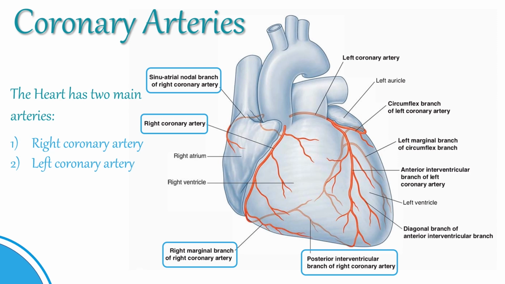The second main coronary artery is the left coronary artery. It arises from the left aortic sinus and quickly divides into two main branches. The anterior interventricular branch, which is also called the left anterior descending or LAD artery, supplies the anterior wall of the left ventricle, anterior interventricular septum, and apex of the heart. It is often called the widowmaker because blockage here can be life-threatening.